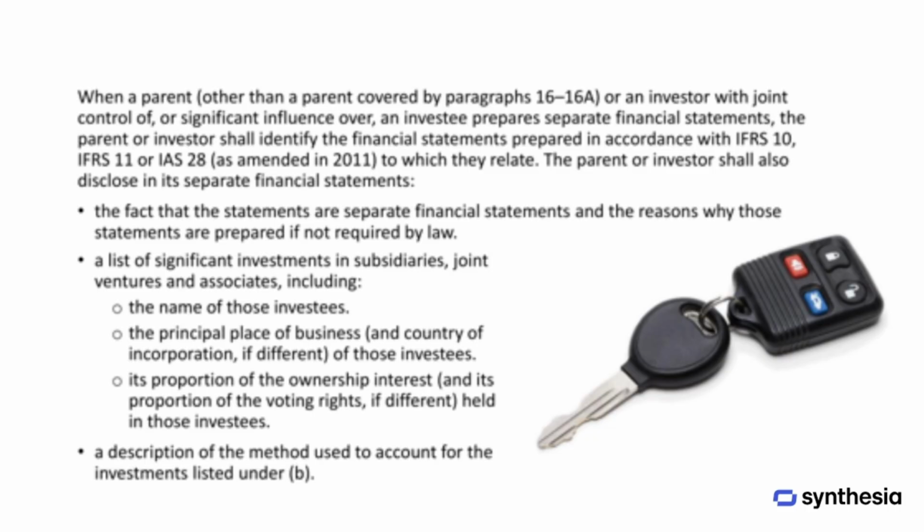Disclose that the financial statements are separate financial statements and explain why they are prepared if it is not legally required. Provide a list of significant investments in subsidiaries, joint ventures, and associates, including the name of each investee, the principal place of business and country of incorporation, if different, the proportion of ownership interest held, and the proportion of voting rights, if different, and a description of the accounting method used for each investment.